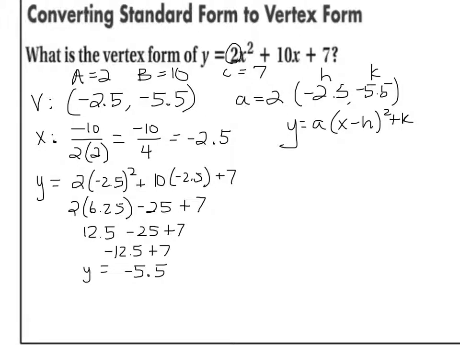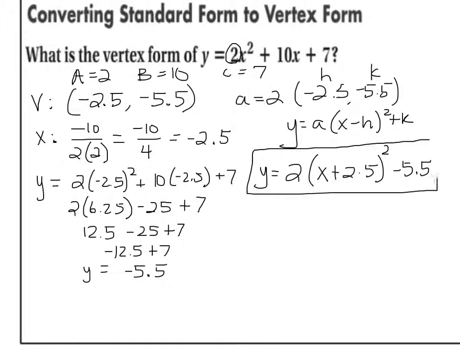Okay, so in this case, y is going to equal, a is 2 times the quantity x. I need the opposite of h, which is going to be positive 2.5. And then k, which is negative 5.5. So now I have converted our equation into vertex form. This is from standard to vertex. Okay, so you can find out, there's not a lot different compared to what we were doing this morning in class. So let's take a look over here at the second example.